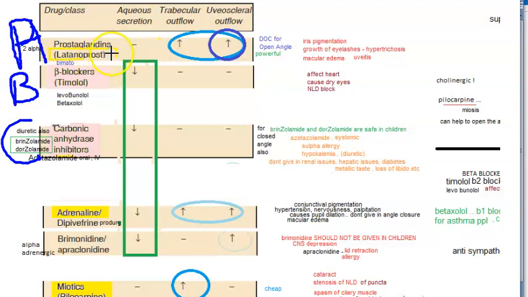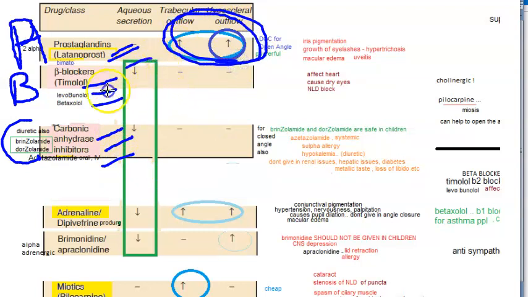You should remember prostaglandins: what all will you write? Latanoprost, bimatoprost. What will you write for beta blockers? Timolol, levobunolol, betaxolol. What will you write for carbonic anhydrase inhibitors? Brinzolamide, dorzolamide and acetazolamide. So you have to write this much, that's it. Who is increasing outflow? Prostaglandins are increasing outflow. Who is reducing the production?